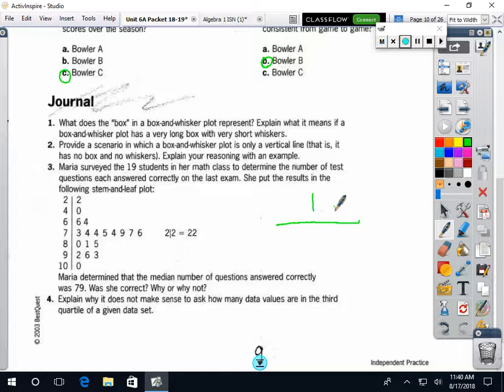Remind me in a minute to write your name down. Okay, number 3. Well, I'll give you a second because I still see people writing.